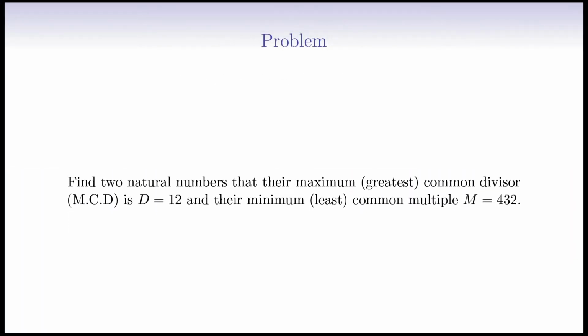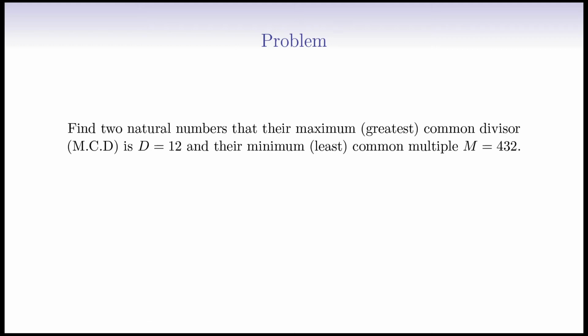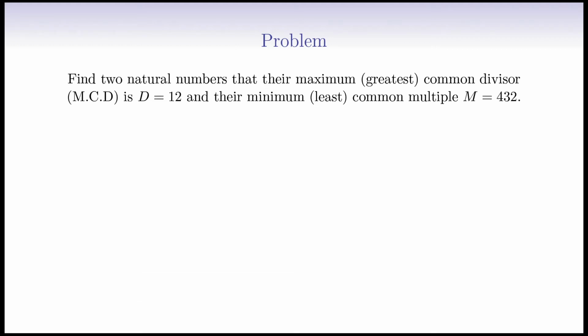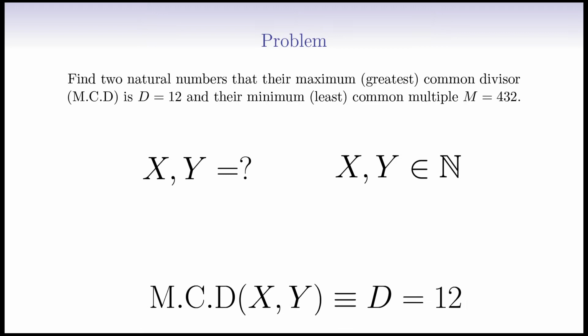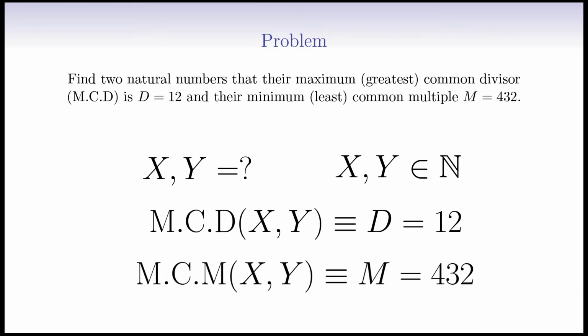Here is the problem. Please read the problem carefully, and give yourself a few minutes to solve it. After a pause, we'll solve it together. In this problem, we're asked to find two numbers, x and y, which are natural numbers, such that their greatest common divisor d is 12 and their least common multiple m is 432. This is basically the whole gist of the question.